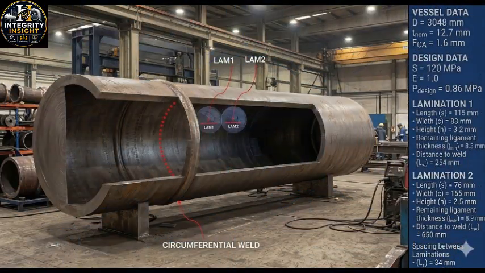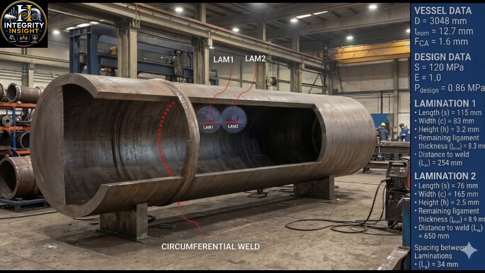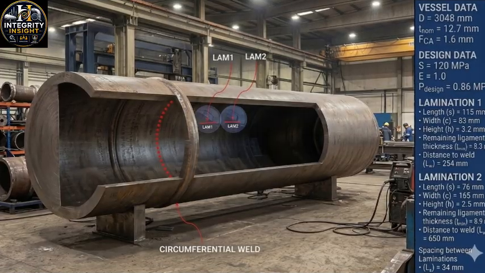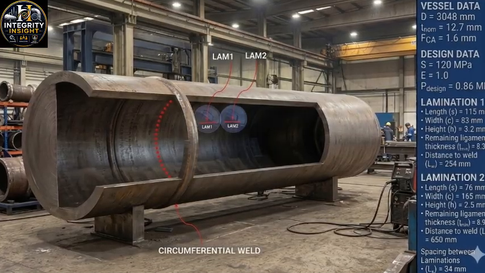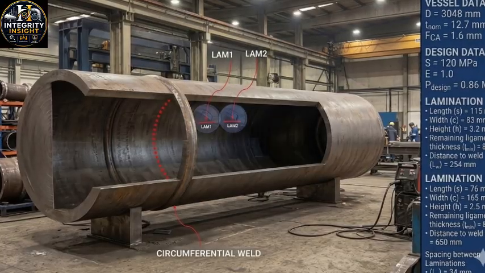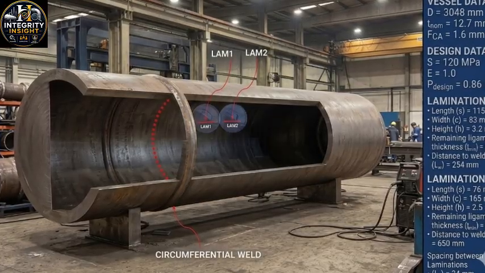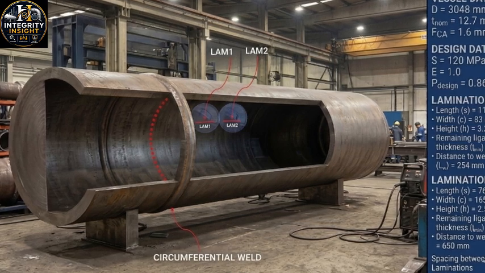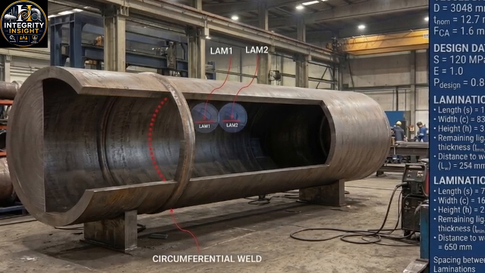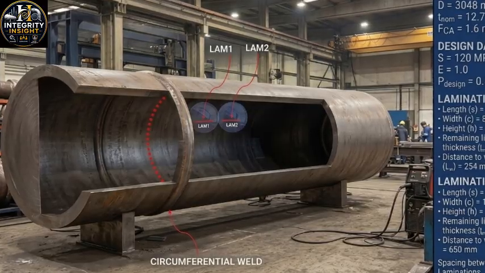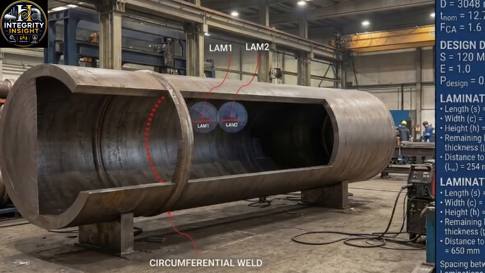Imagine this scenario. During a routine in-service ultrasonic examination of a pressure vessel, two internal laminations are detected within the shell wall. There is no leak. There is no bulging. There are no visible signs of distress. Yet the question every integrity engineer must answer is simple. Can the vessel continue operating safely, or does this defect require immediate action?